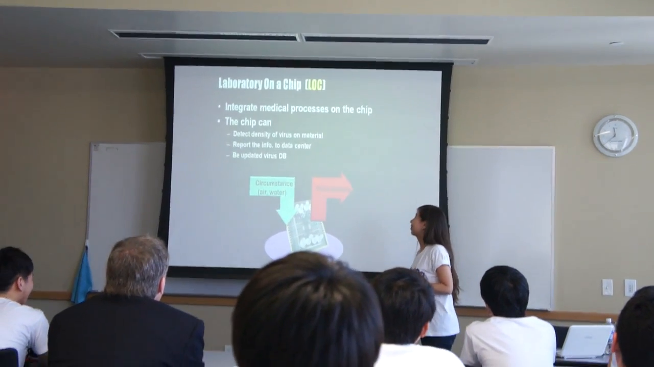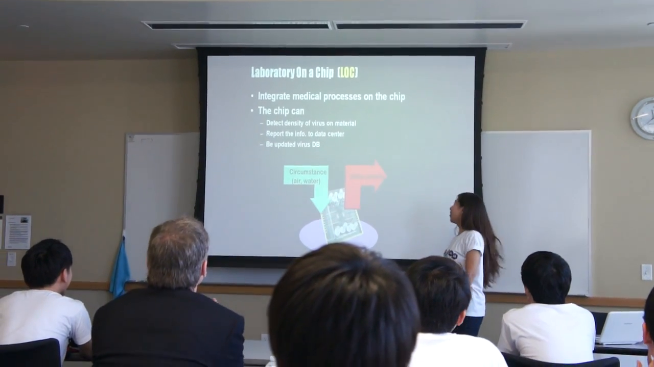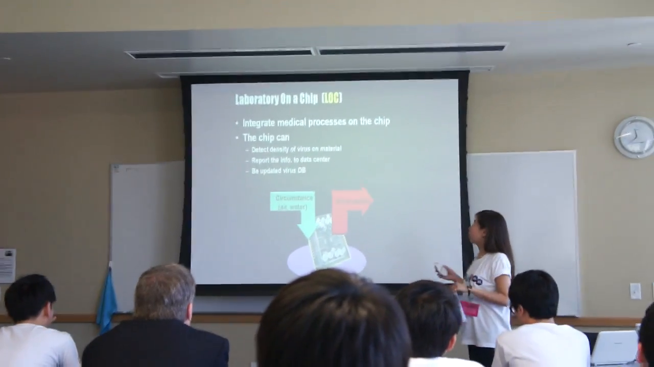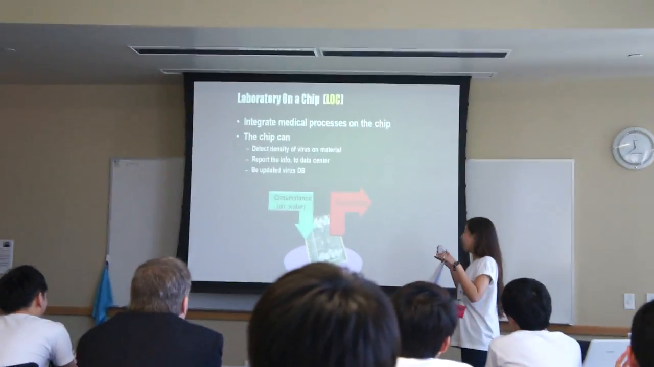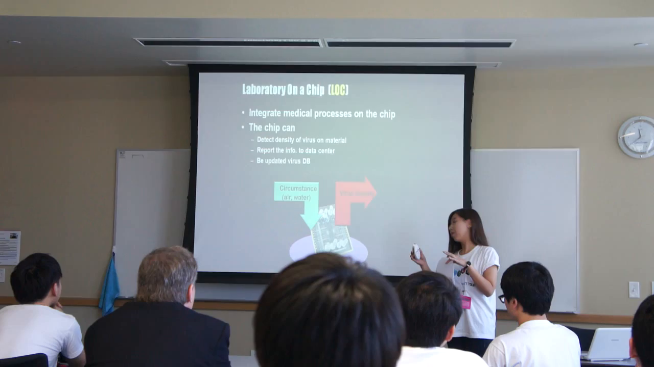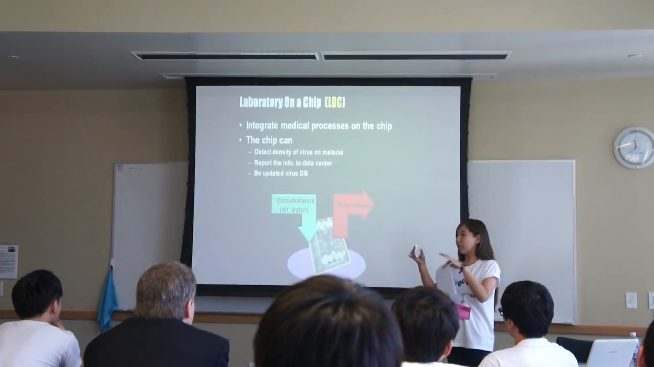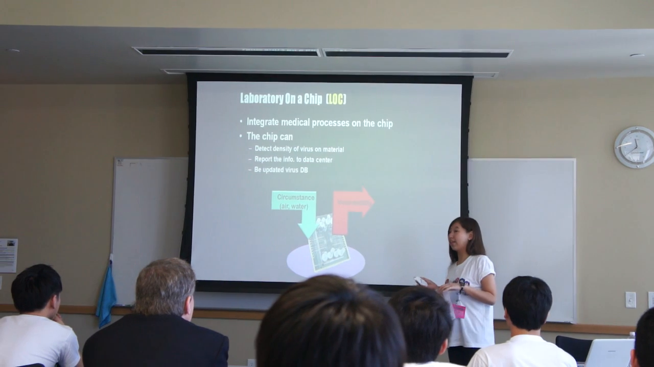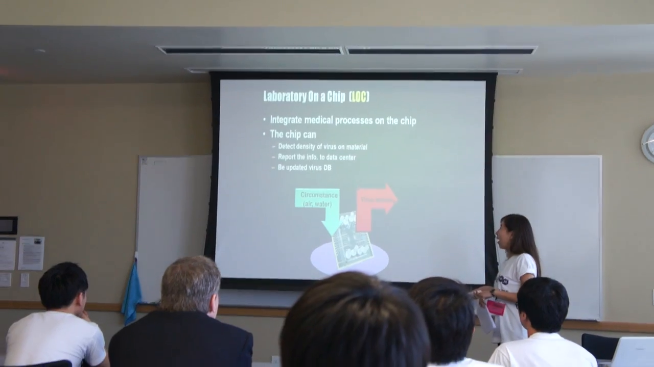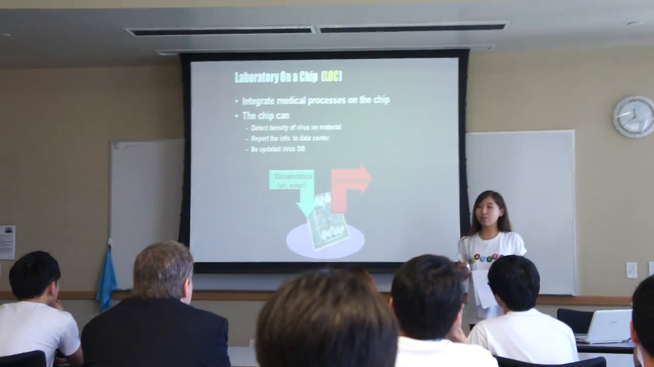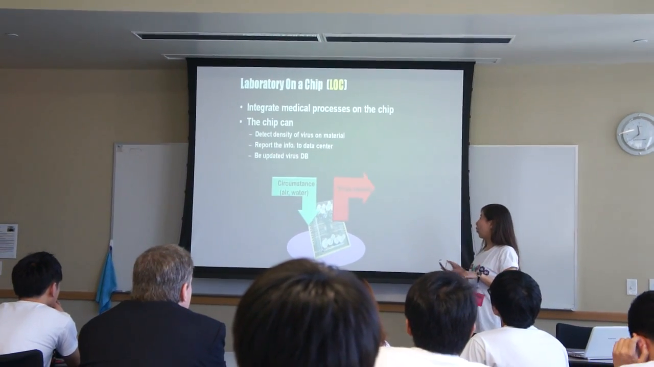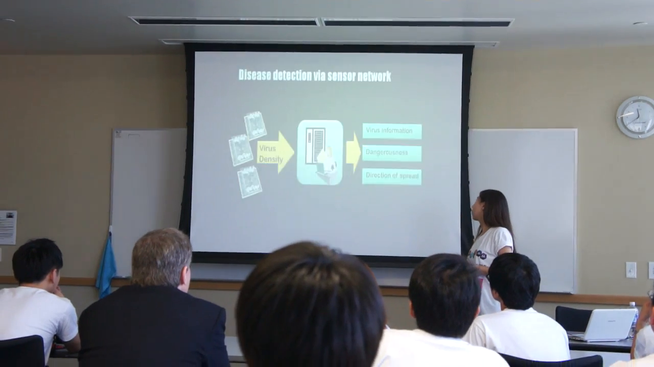Yeah. So awesome. We propose our solution. The LOC chip is a small integrated chip with a medical processor. So you can make it for a specific type of virus, and when it meets that virus, it can actually detect it. So the chip can detect the virus or material. It can report the numeric information to the data center. And it can update the virus DB when it meets some new virus.